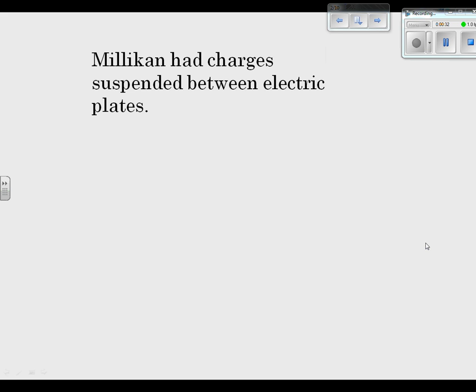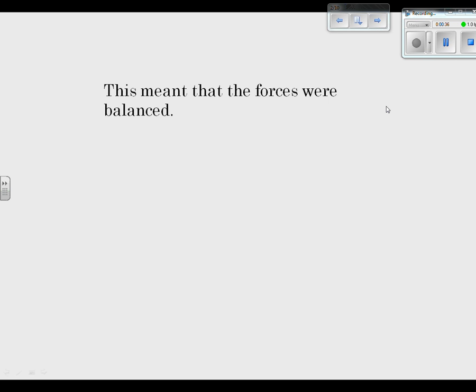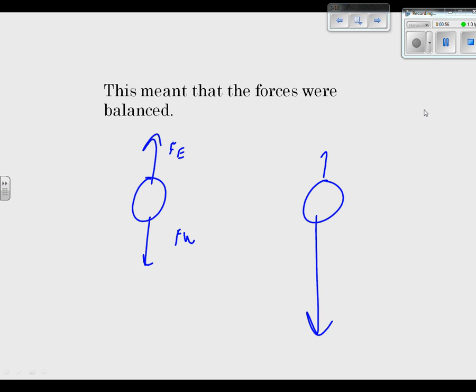Okay? So, Millikan had charges suspended between electric plates. Why did he have them between plates? It was because the forces were balanced. And we've drawn this diagram a few times where the electric force was equal to the weight force. But of course, the question is, what would happen if the weight force was, say, greater than the electric force? It would accelerate down. Would it accelerate down at minus 9.8? No. No, it would not.